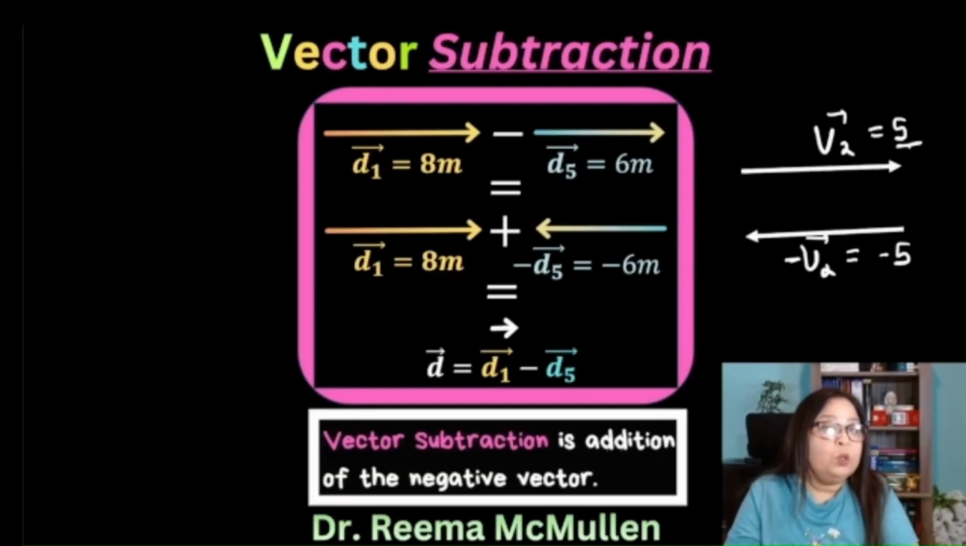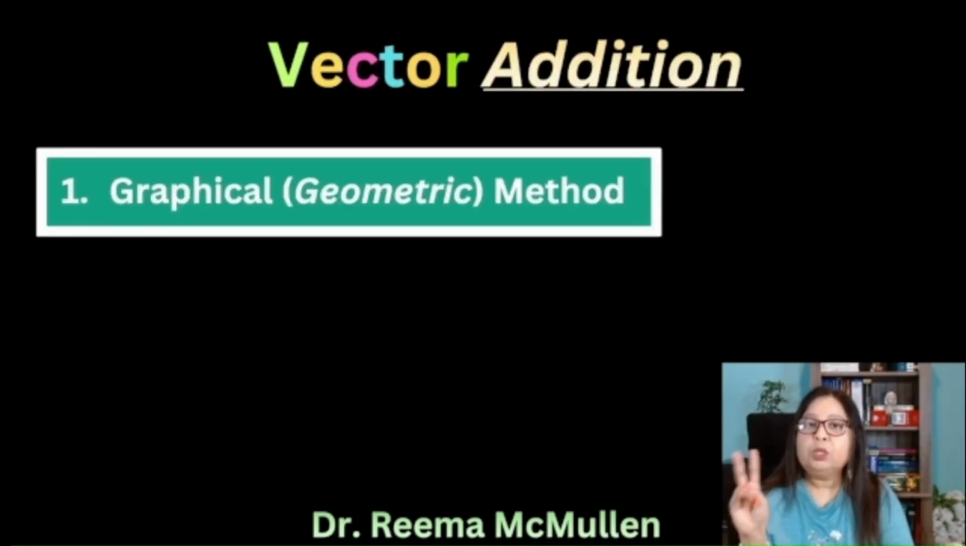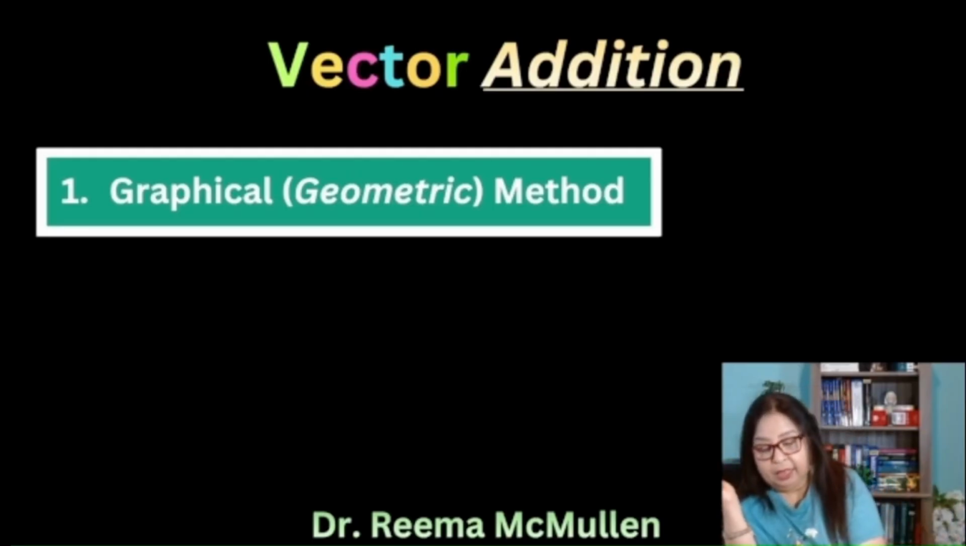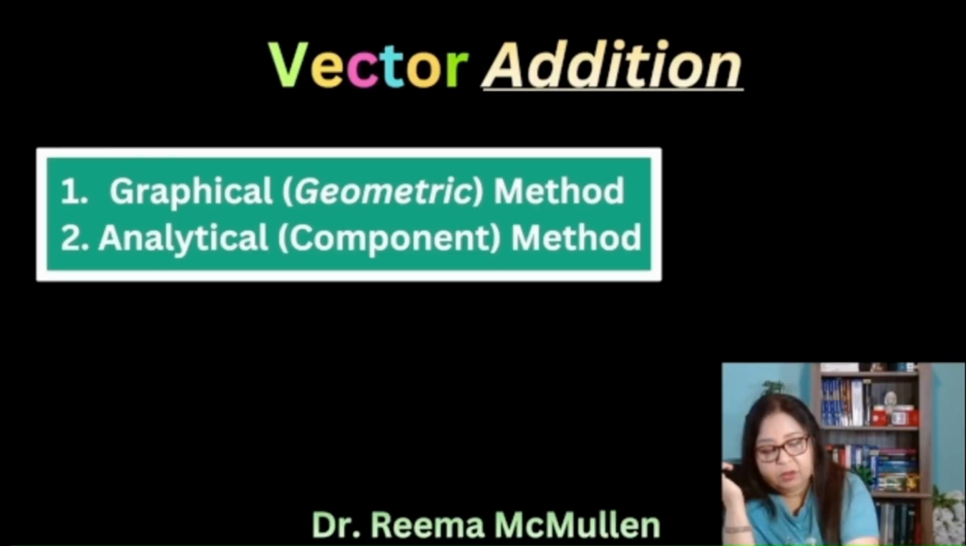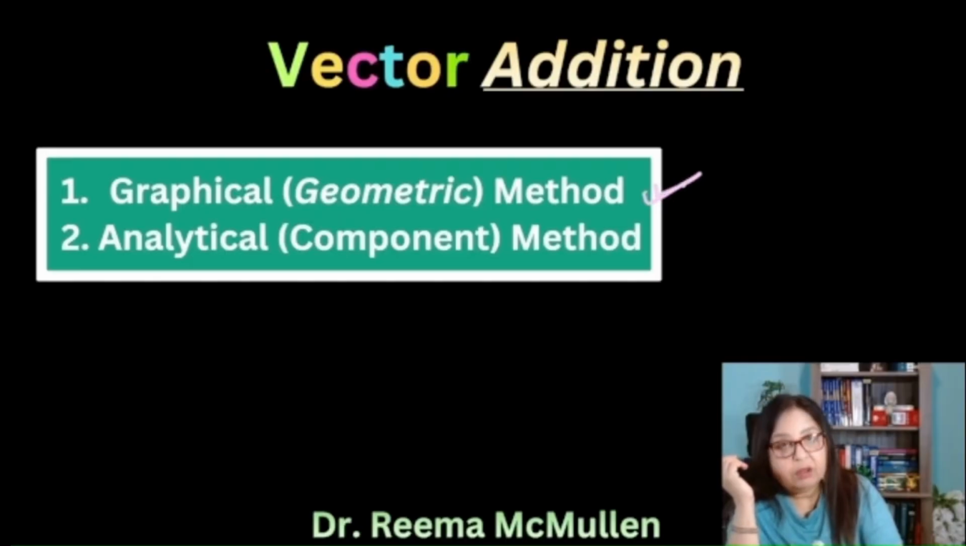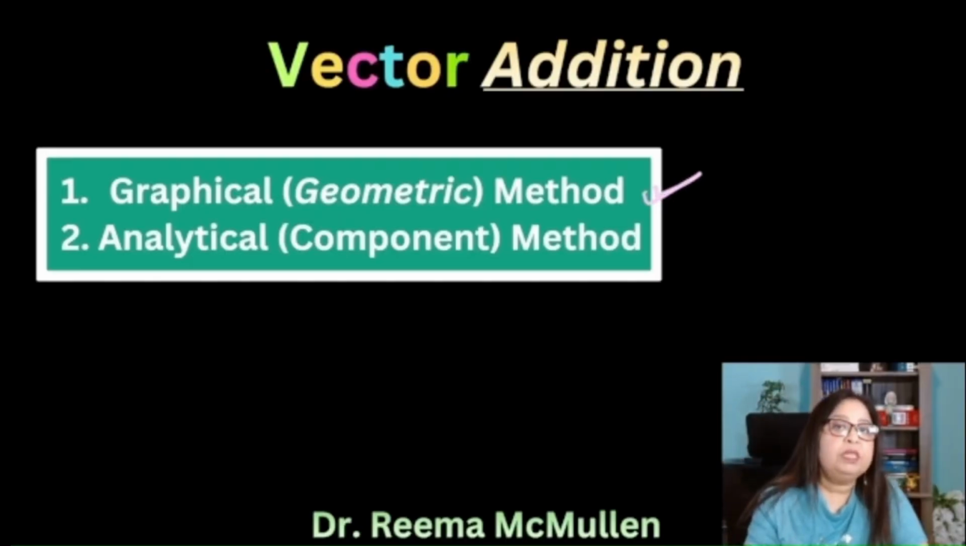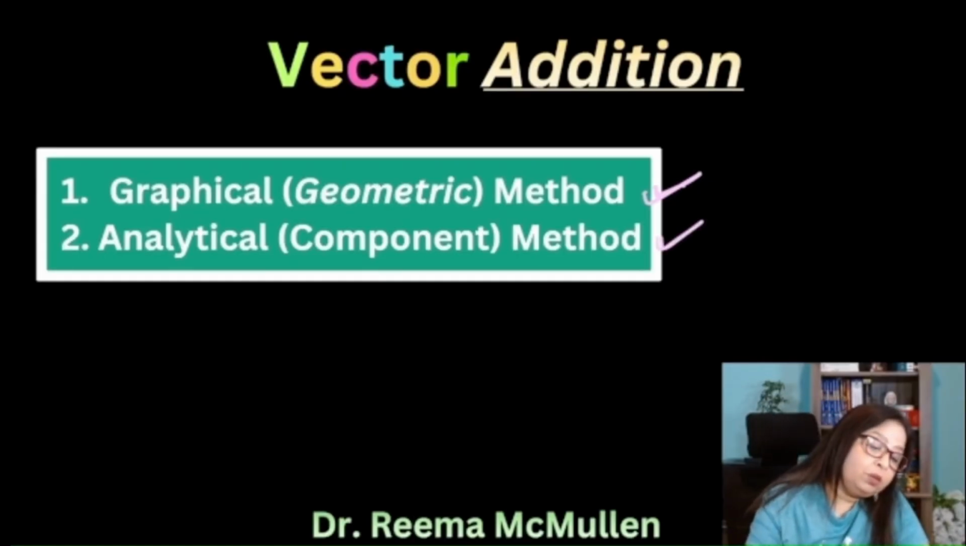On the next slide, we are going to look at different ways to add vectors. Broadly speaking, there are two methods to add vectors. The first one is the graphical method, also known as the geometric method. And the second one is the analytical method, which is also known as the component method. This graphical method of vector addition is going to be the major topic of this lecture. The analytical method of vector addition, we're going to cover in the next lecture.